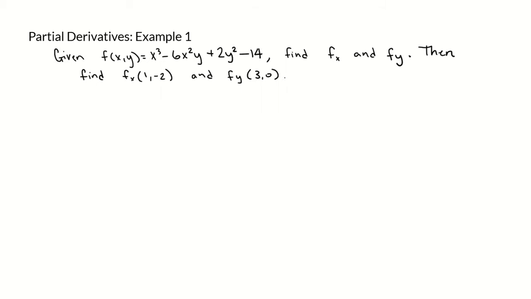This is an example for partial derivatives. Given f of x, y equals x to the third minus 6x squared y plus 2y squared minus 14, find f sub x, that is the partial derivative with respect to x, and f sub y, that is the partial derivative with respect to y. Then find f sub x of 1, negative 2, and f sub y of 3, 0. So let's start with f sub x.